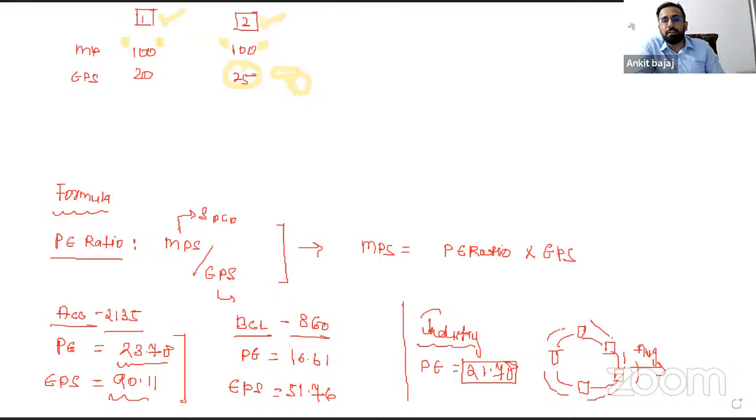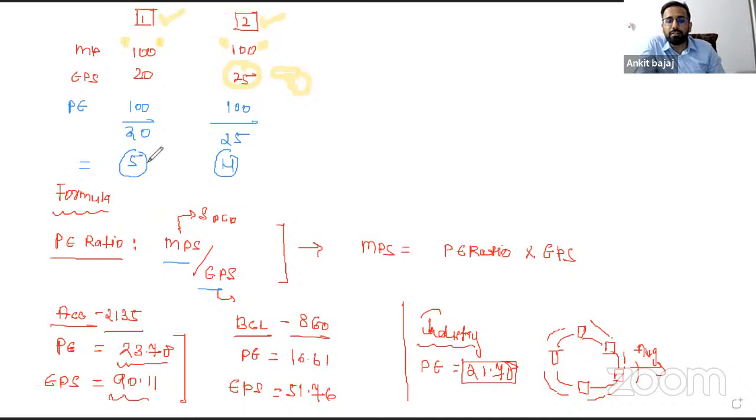Now, if I ask you to calculate the PE ratio, how will you calculate it? The PE ratio formula is market price of share divided by EPS. So it is 100 divided by 20, and here the PE ratio is going to be 5. And for company two, the PE ratio is going to be 100 divided by 25, that is 4.